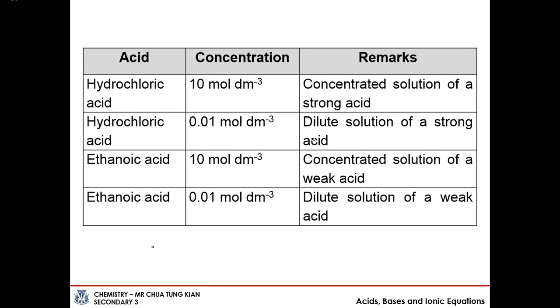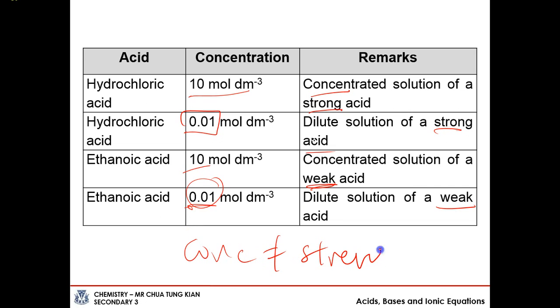So this is a quick table which summarizes this. This is 10 moles per dm cube. Let's say I have a concentrated solution of a strong acid. This is a dilute solution of a strong acid still. This is a concentrated solution of a weak acid, and this is a dilute solution of a weak acid. The concentration does not affect the strength of the acid. Very important point, take note of this.